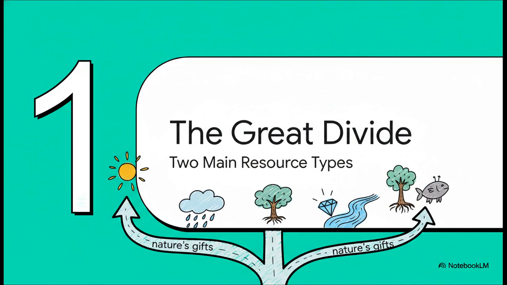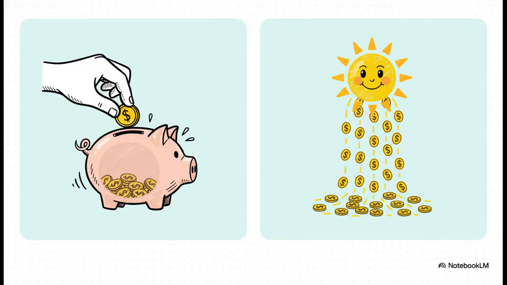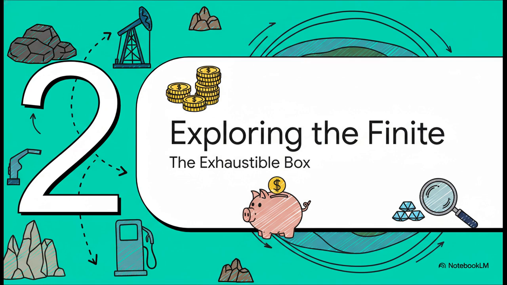It splits all of nature's gifts into two main categories. And honestly, this is the most important distinction we're going to make. On the left, we've got what are called exhaustible resources. Think of these like a savings account. There's a finite amount of cash in there, you can make withdrawals, but eventually it can run dry. Then on the right, you have inexhaustible resources. This is more like a paycheck that just keeps showing up every week, forever. It's an endless supply.